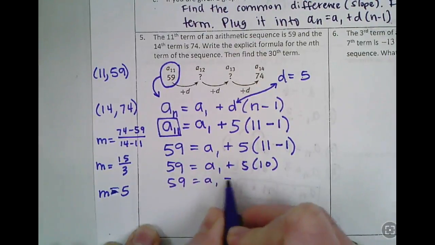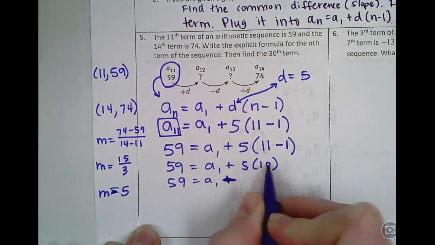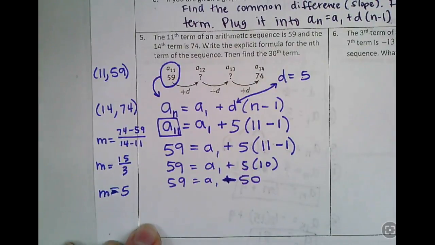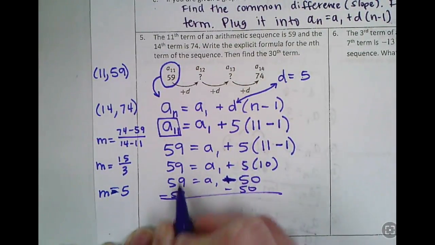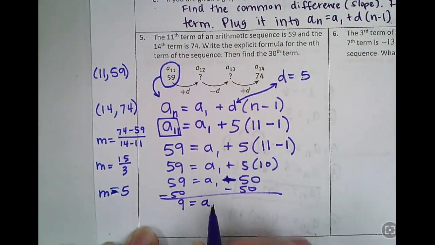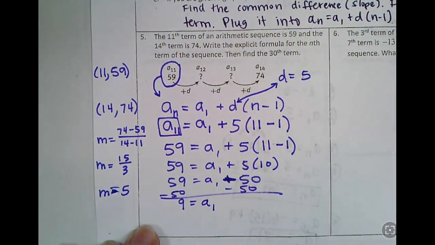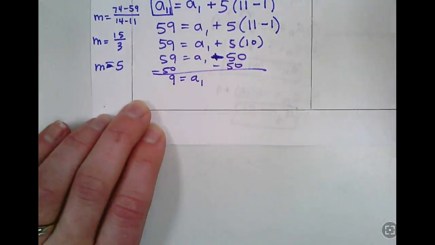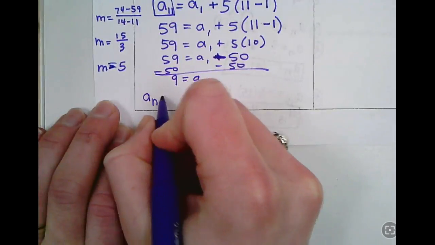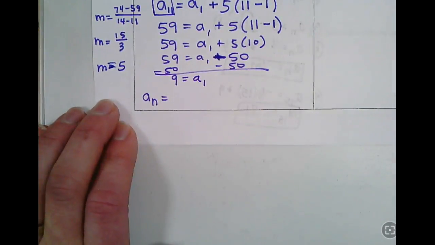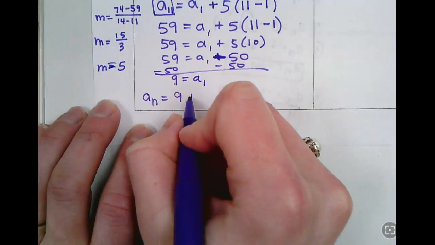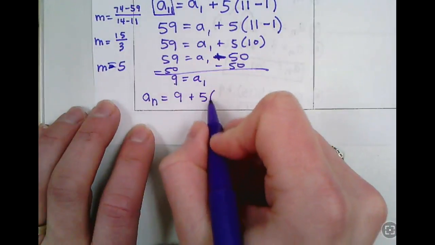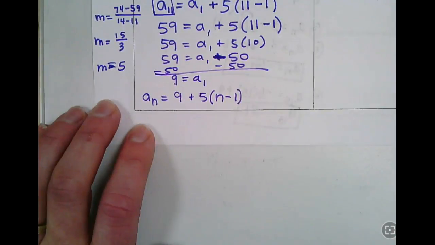59 equals a sub 1 plus 5 times 10, which is 50. And then I just have to solve by subtracting 50 on both sides, which gives me 9 for my a sub 1. Now I'm going to place that into my equation by writing a sub n equals, for any term in the sequence. I just found a sub 1 equals 9. My common difference is 5 times n minus 1.